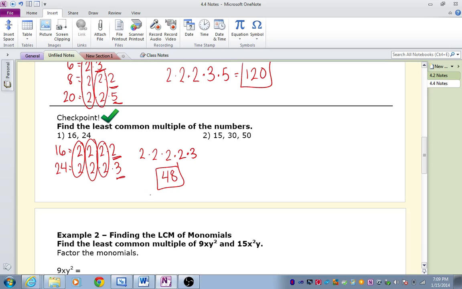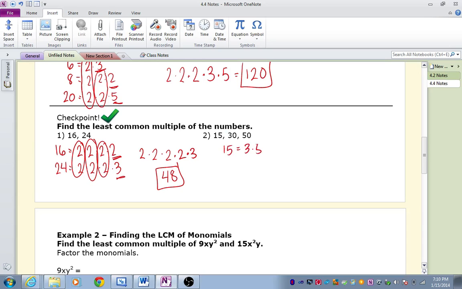Now when you do these, go back and see if your answer makes sense. These numbers here should go into this number here. 16 times 3 equals 48, and 24 times 2 equals 48. So this is a logical answer for these two numbers. Let's do number 2.